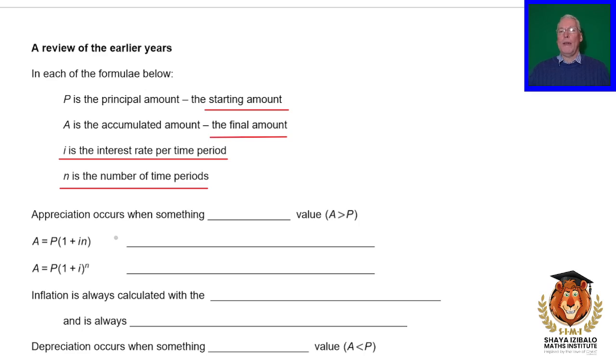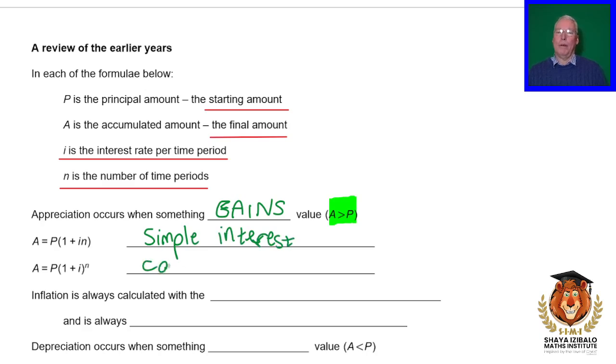We've got two where things gain value. When something gains value, I'm going to write that in green. When something gains value, then obviously our final amount, our accumulated amount, is bigger than the original amount. So we've got a formula for what we call compound increase or compound interest. Sorry, this one is not compound at all. This one is called simple interest. And then we've got compound interest or compound increase.